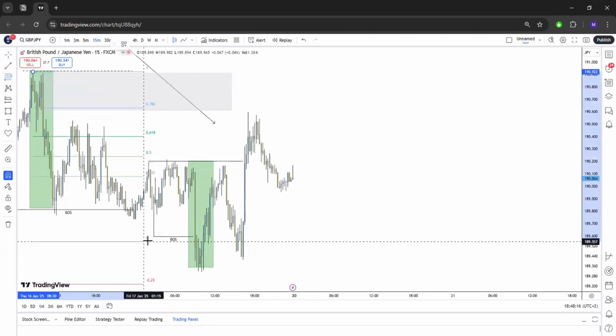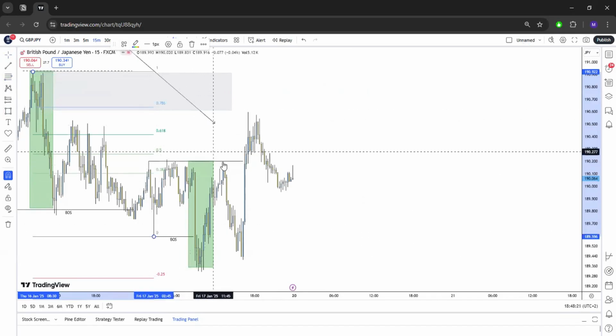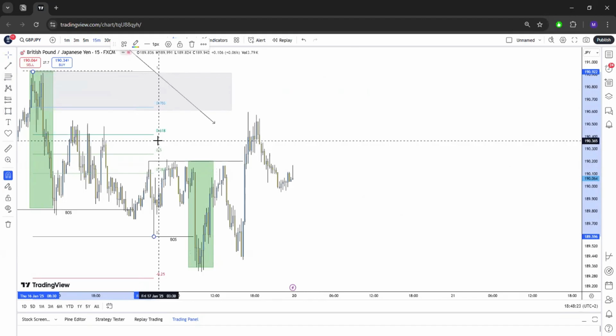Now, where on the fib did it pull back to? If we pulled it from here all the way down to there, you can see we missed it by quite some space in the market. However, it's fine. You're not always going to meet those certain criteria.